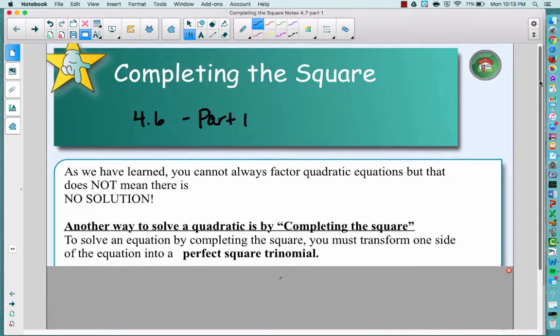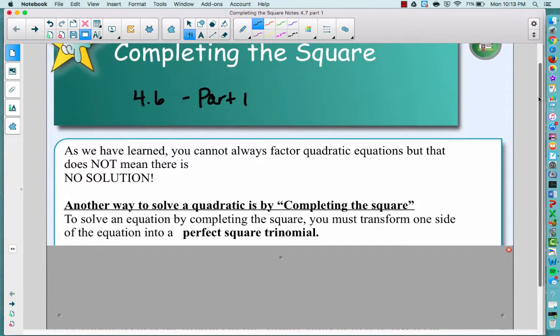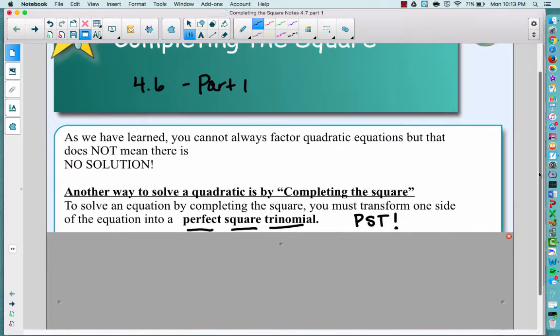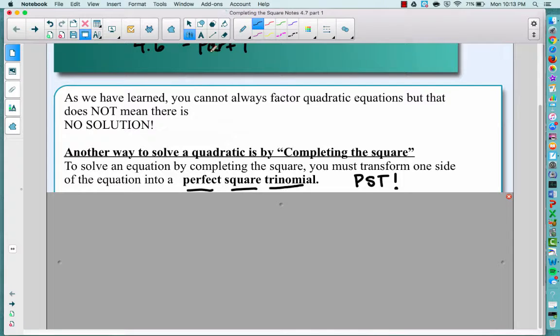As we've been learning the last couple weeks, there are several ways to solve a quadratic equation. So today we're going to be learning about another way called completing the square. To solve an equation by completing the square, you must transform one side of the equation into a perfect square trinomial. And this is where me talking about those perfect square trinomials is going to be really helpful if you remember the rules. So how can we tell if something's a perfect square trinomial?